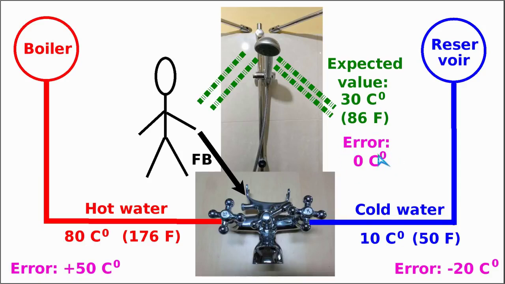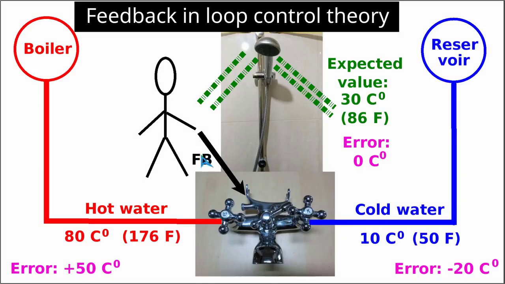Due to this non-zero error, our controller will adjust the control element such that the output reaches exactly the expected value, so the error goes back to 0. This procedure, where the controller measures the output, compares it to an expected value, and based on the error adjusts the control element, is what is called feedback.